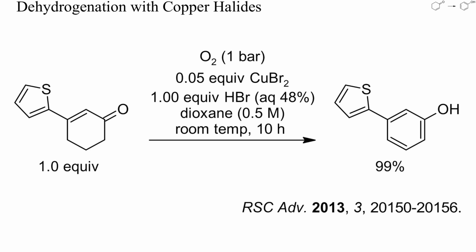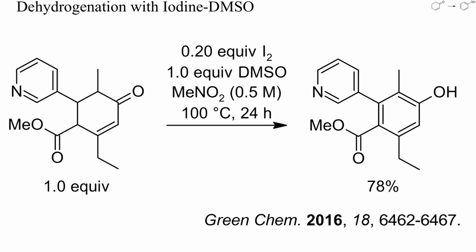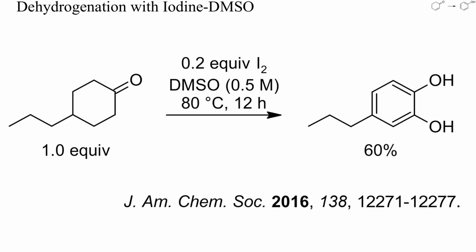Here, oxygen continuously regenerated copper dibromide and a complete bromination and aromatization was attained. Because phenols are easy to halogenate, care must be taken to avoid bromination of the product. Catalytic iodine and DMSO can also bring about the dehydrogenation of cyclohexenones. In this example, the reaction conditions were only slightly acidic and compatible with many other functional groups. With an excess of DMSO, however, phenols can be oxidized to catechols. Thus, again, the optimal amount of oxidant must be determined to prevent further oxidation of the product.